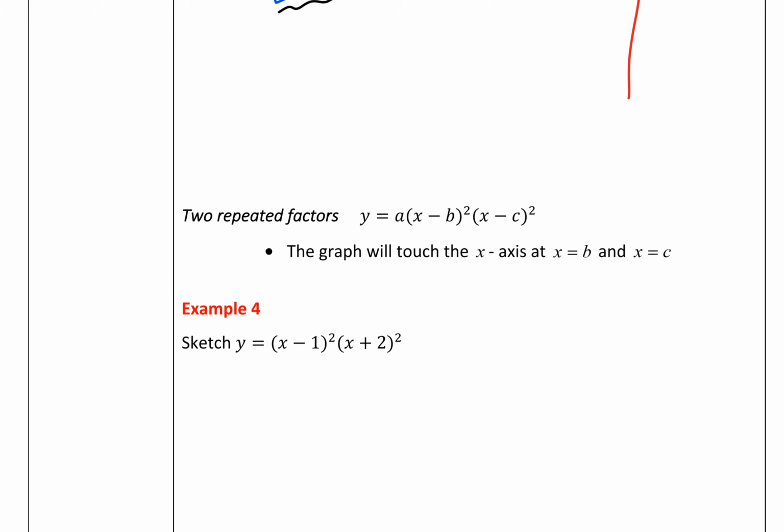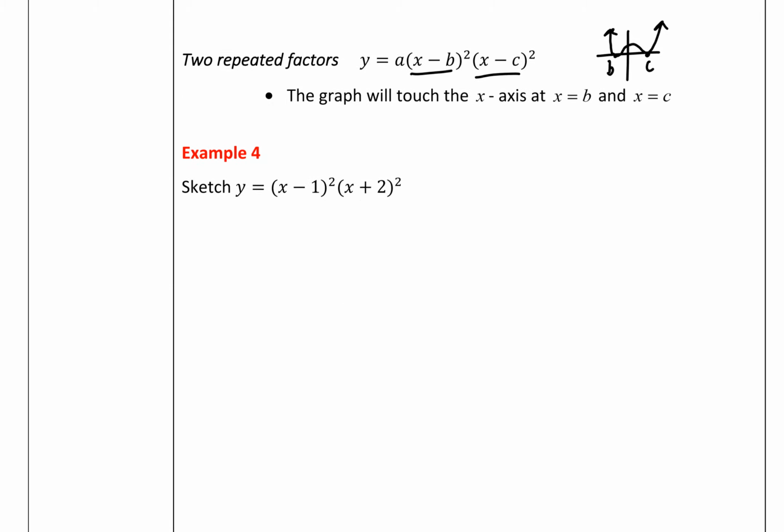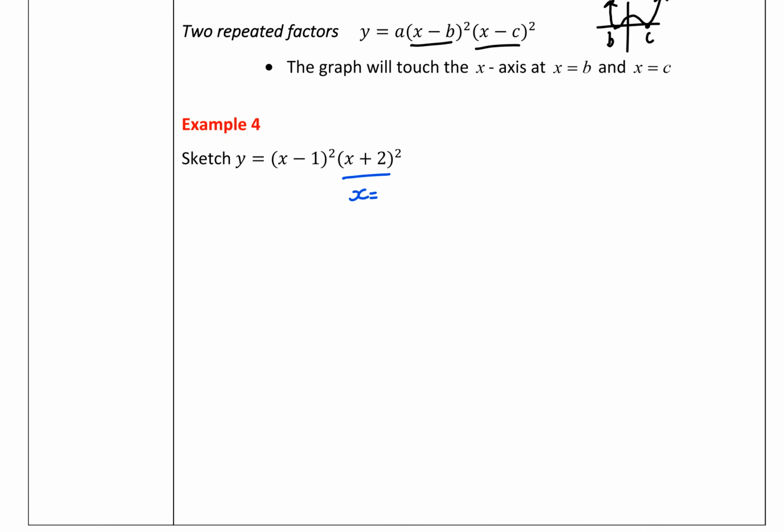Sometimes we might get the case that we have two repeated factors. Now, all this means is it's the same shape, but there are two turning points on the x-axis. So this might be B and this might be C. Ultimately, though, we've got the same shape. So whenever I look at a curve like y equals (x minus 1) squared times (x plus 2) squared, I know at x equals negative 2, it's both a turning point and an intercept. And at x equals 1, it's both a turning point and an intercept.